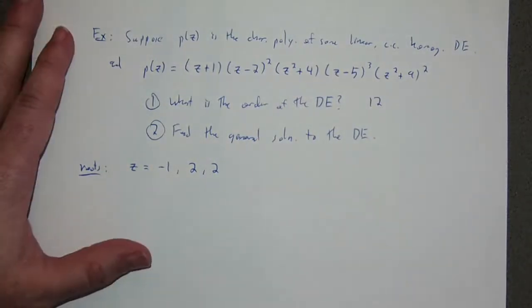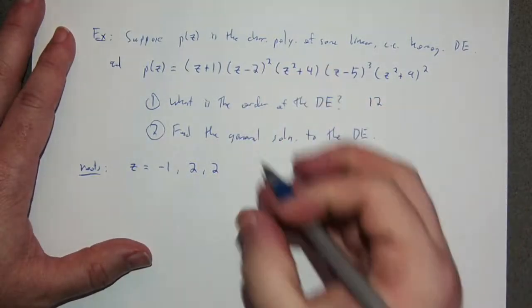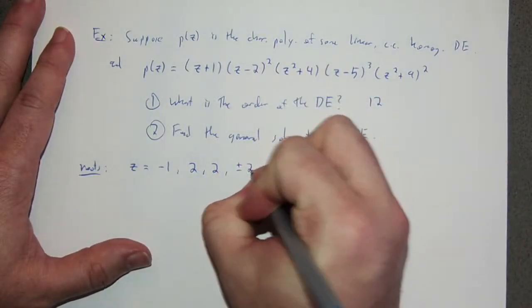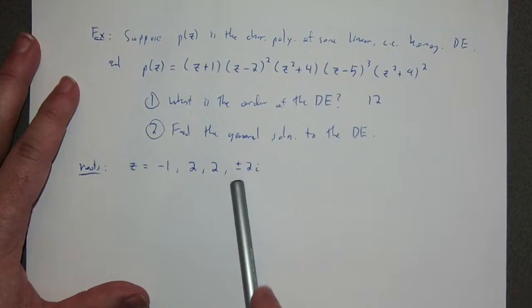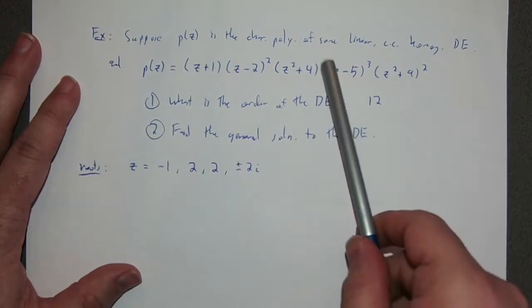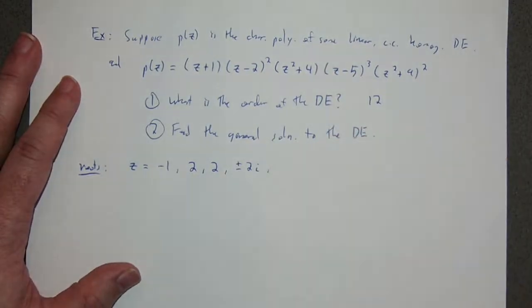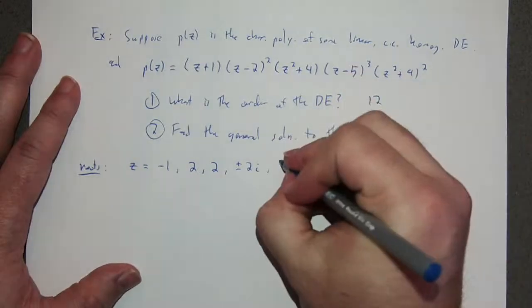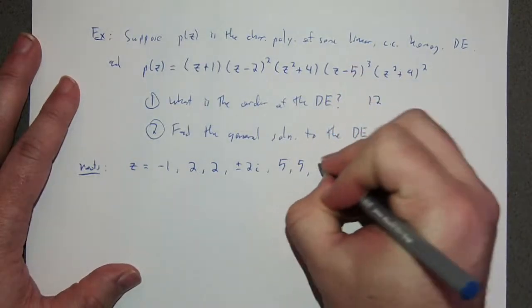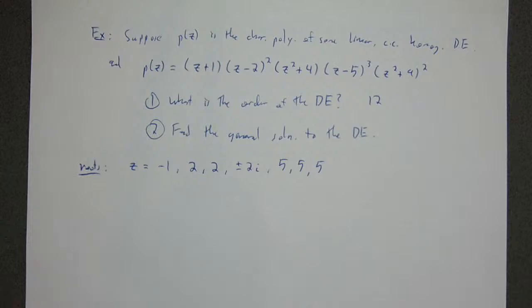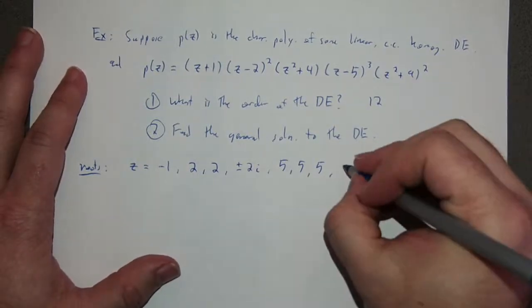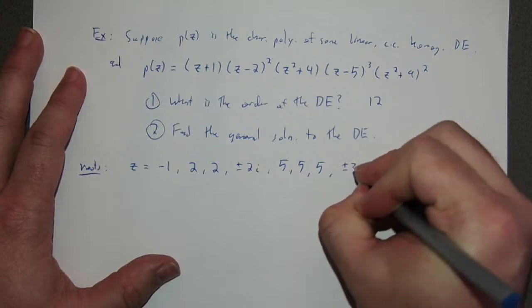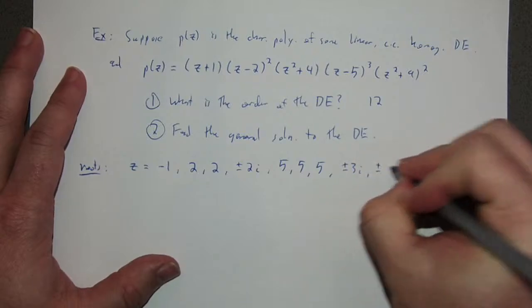Okay. The next root is plus or minus 2i. So these are both simple roots in this conjugate pair, right? Because the power here is 1. Next, I have 5, and that's a triple root, right? That's a root of multiplicity 3. So there it is. And lastly, I have plus or minus 3i. And each of those is a double root.